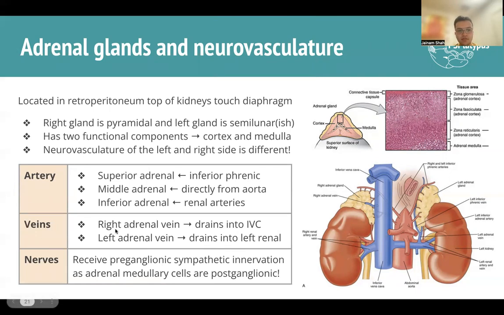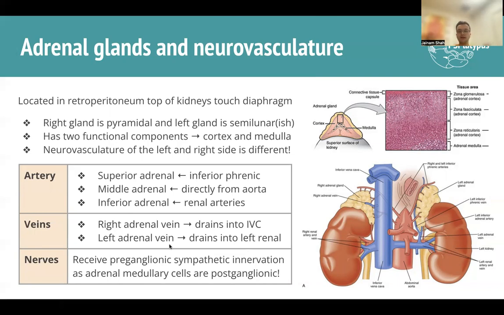When you get to the veins, the right adrenal vein drains directly into the IVC, whereas the left adrenal vein first drains into the left renal vein, and then the left renal vein drains into the IVC. And then nerves-wise, the adrenal glands are pretty interesting because in the medulla, those cells are actually modified postganglionic sympathetic cells, or sympathetic nerves, if you will, which means that they don't actually get postganglionic innervation, they just get preganglionic.